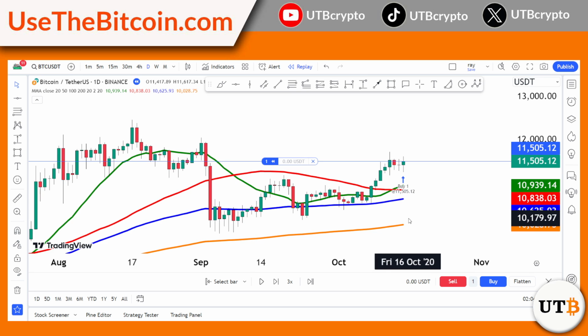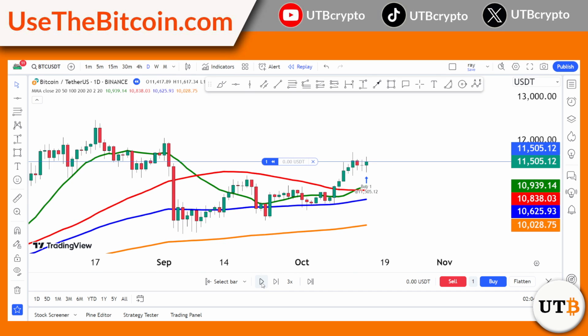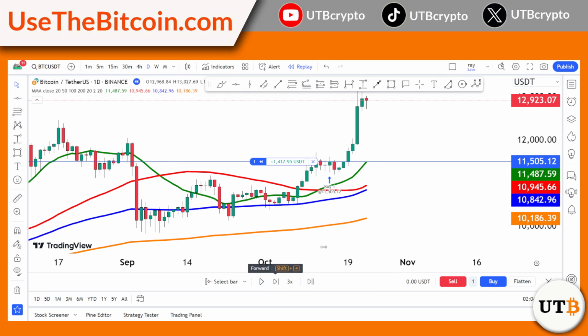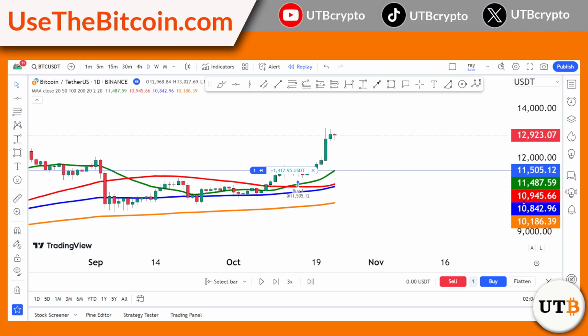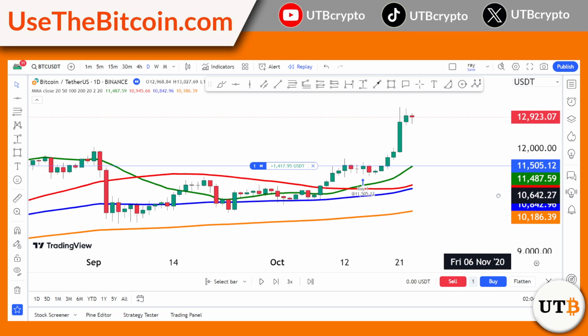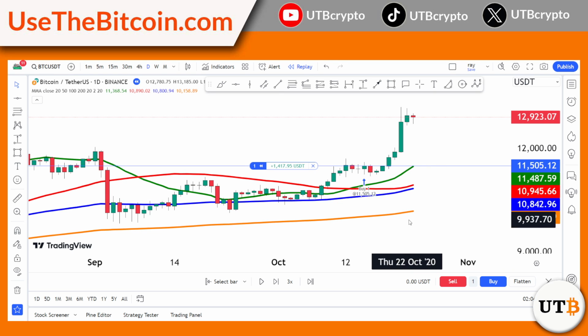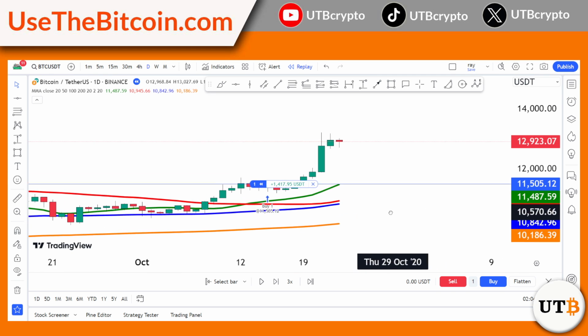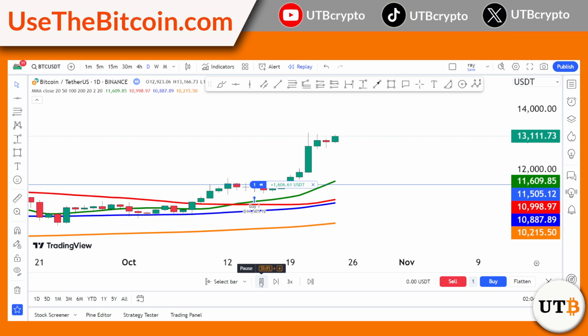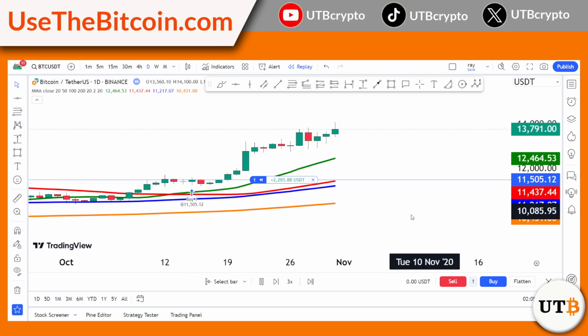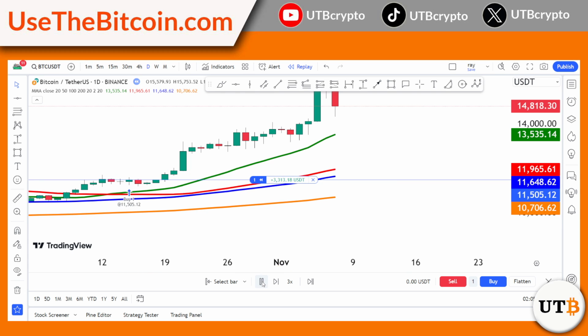Are you ready? Let's click the play button. All right, so there you go, guys. As you can see, our asset is now moving upwards. Why? Because we are at the proper formation of the moving averages: green, red, blue, orange. Remember that always. Let's see what will happen next. Let's click the play button. There you go.